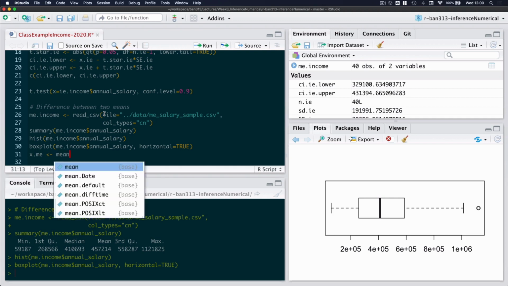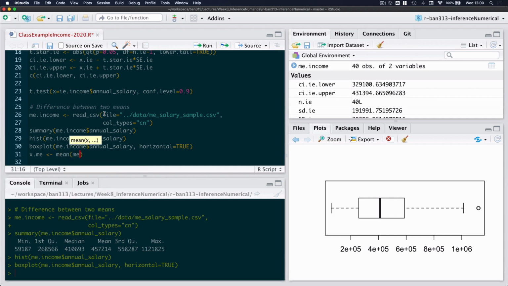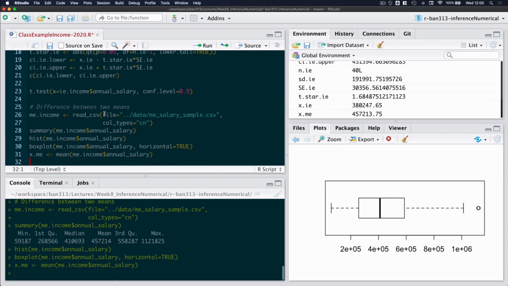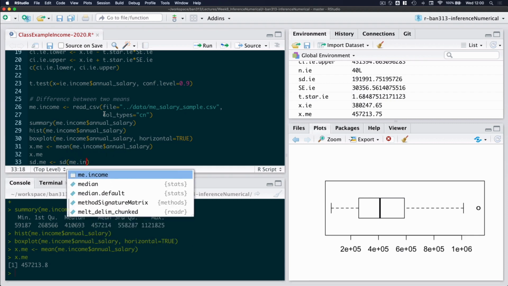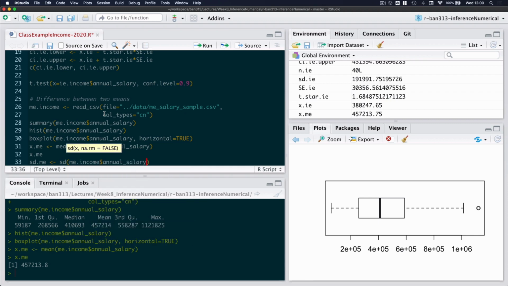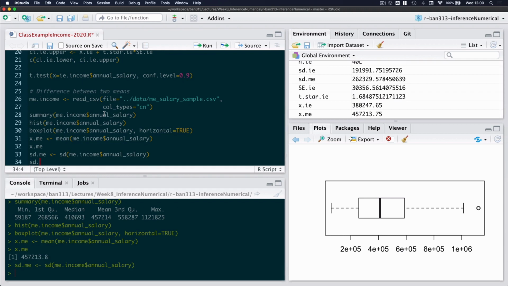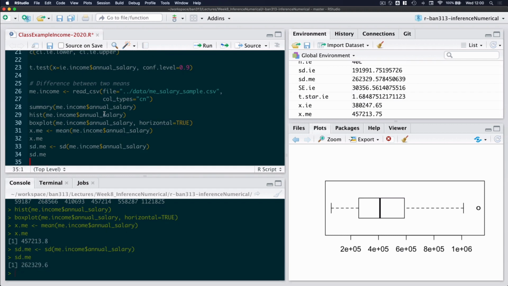First, the mean. The standard deviation. And the number of observations.